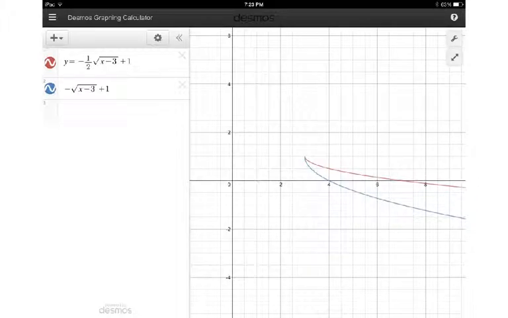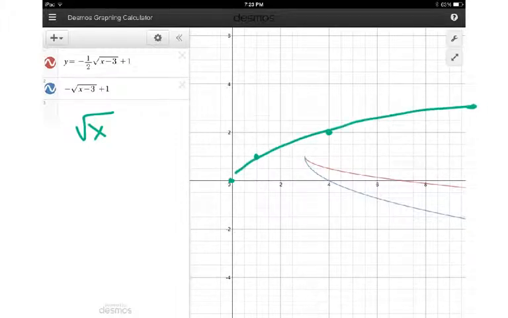So in this picture, I'm showing you in red is the graph of y equals -1/2 square root of x minus 3 plus 1. In blue, however, is the graph without the compressing. So I want you to think about this. The graph of y equals the square root of x, we said goes through (0, 0), (1, 1), (4, 2), (9, 3), which is over here somewhere. So that's the original graph. And then we took the graph and we moved it to the right 3.